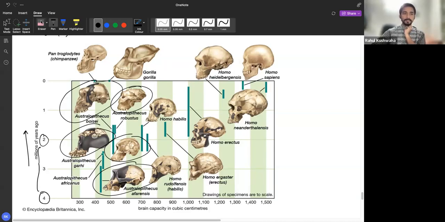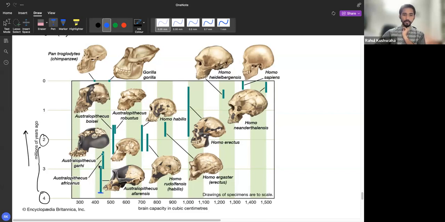Some Australopithecus species, let's come here. I'll use blue now, and this green line shows you from which point to which point they survived, or we have their fossil evidence. So you can see that somewhere around 4 million years ago till here, which is around 1.5 million years ago, we have one or the other kind of Australopithecine living, right?